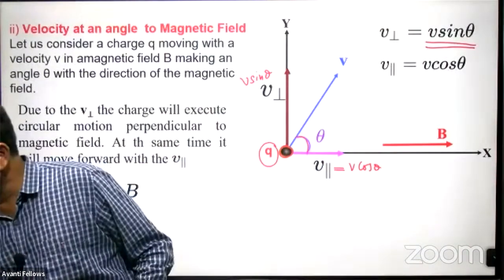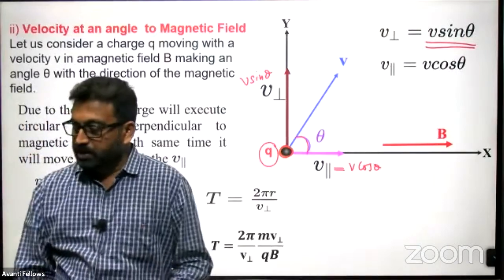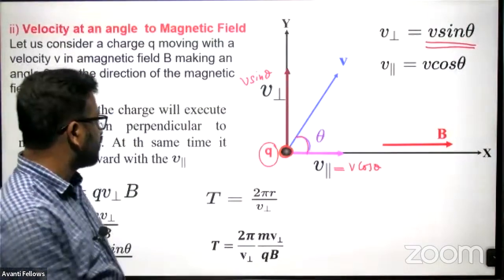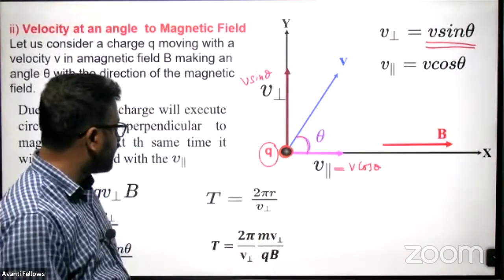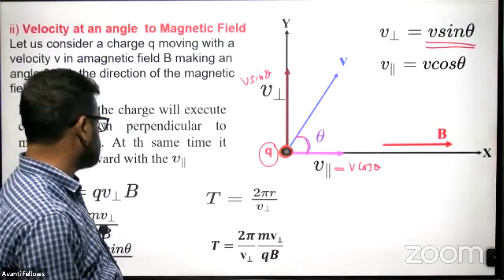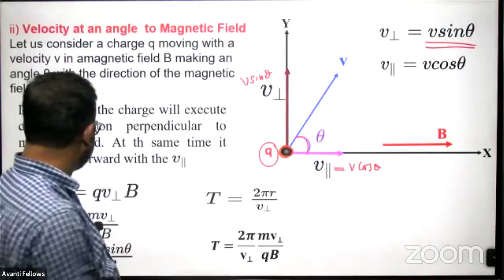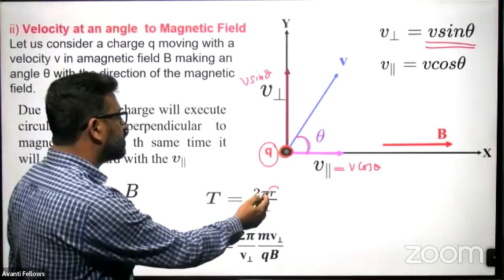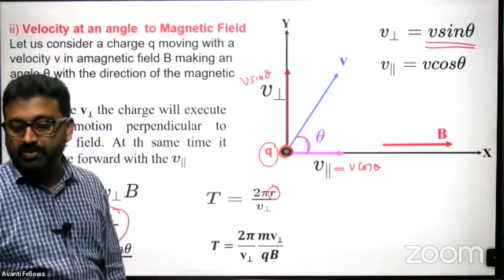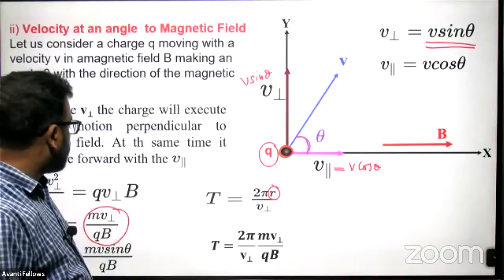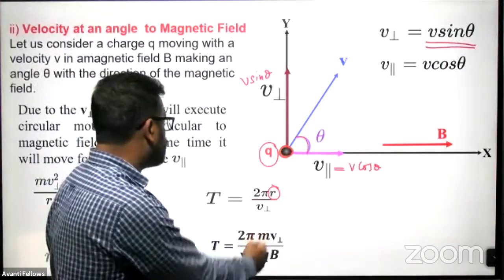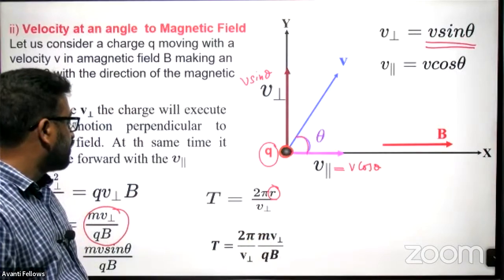Okay, next one. Time period is equal to 2 pi r divided by velocity. Instead of r we can write mv by qb. If we write mv by qb instead of r, we get 2 pi mv by qb.